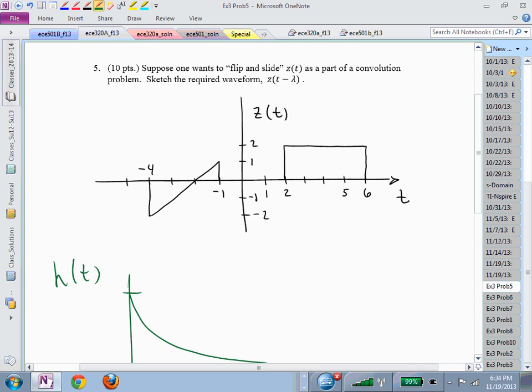So on the exam, if you need to get up and move around a little bit, that's okay. Wait a minute. What are you doing? I'm solving the convolution problem. What do you think? What's it look like?